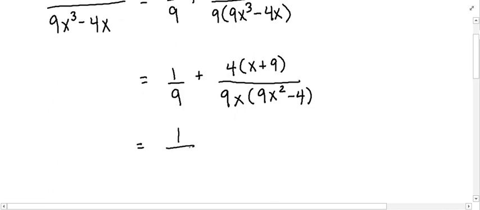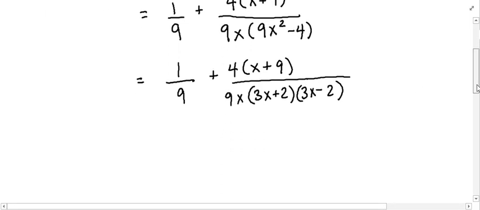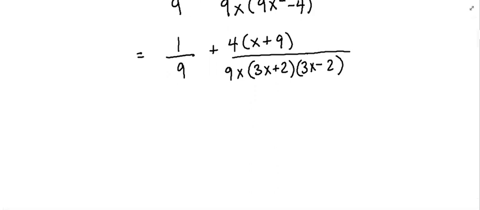So this is going to be 1/9 plus 4 times x plus 9 over 9x times, then you're going to factor the 9x squared minus 4. This is going to be 3x and 3x. 4 factors into 2 and 2, and if you remember the rules for the difference of squares, you have one sign of each. So this is what this looks like. I know it's crazy.